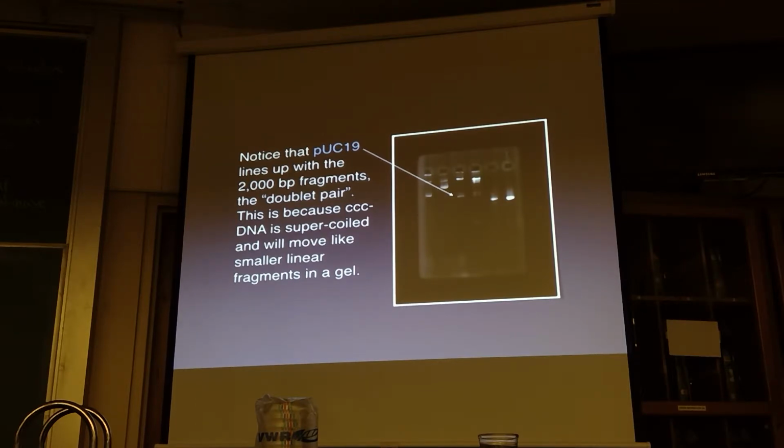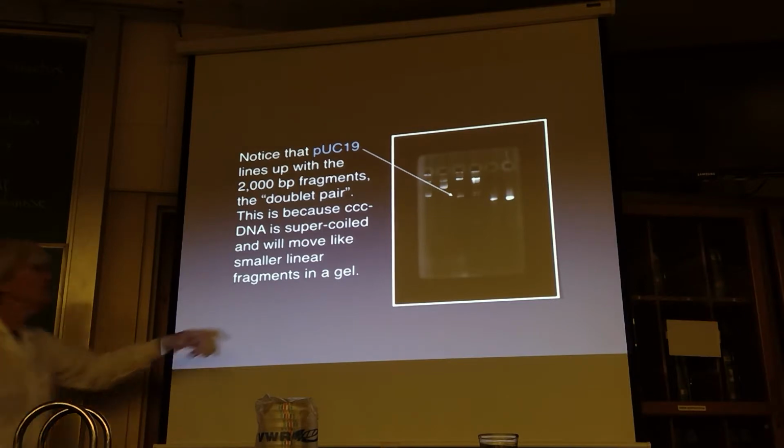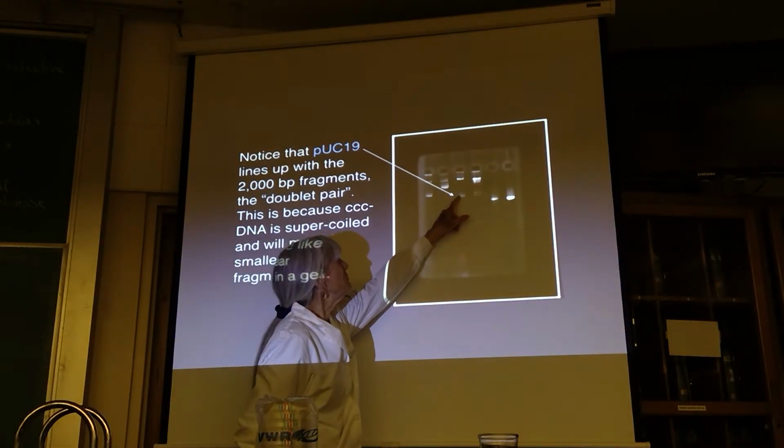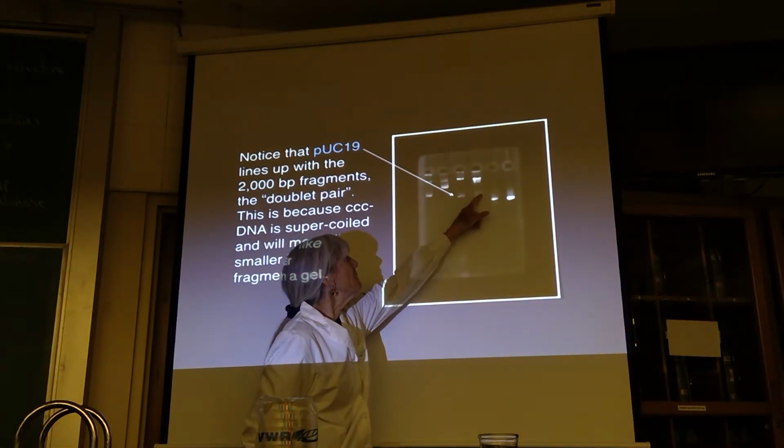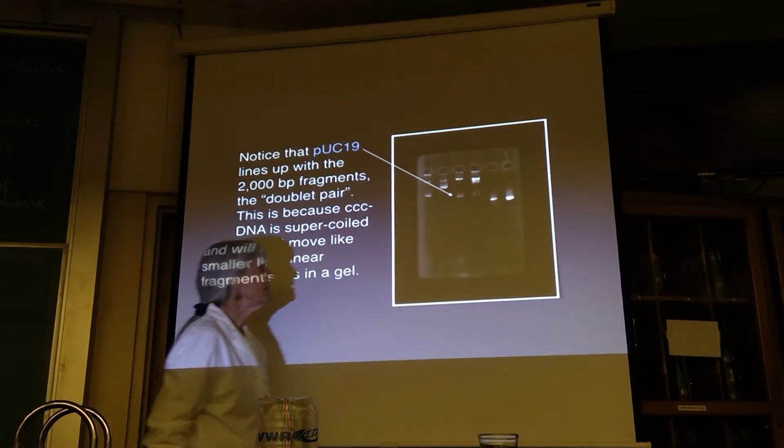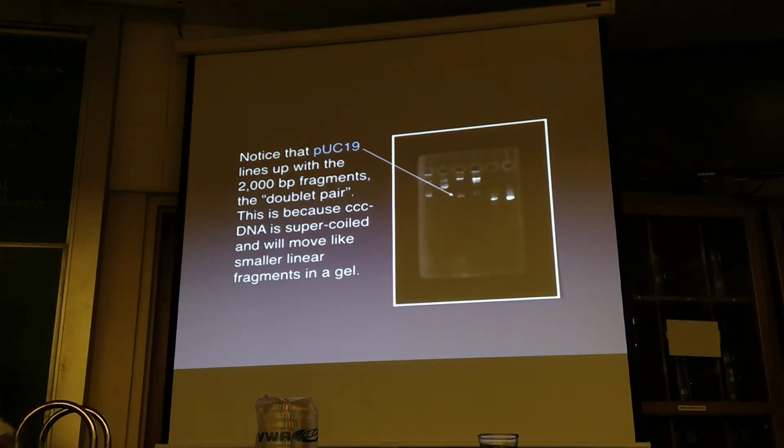In fact, sometimes it will appear to go further down the gel, which would suggest that it's even smaller. Remember, the smaller pieces travel faster in the gel, and so when you look at some of the images, if you know where PUC19 is, oftentimes you'll see it lining up with the bottom of the 2000 base pair bands, and yet it's almost 3,000. So the question is, why would it do that?